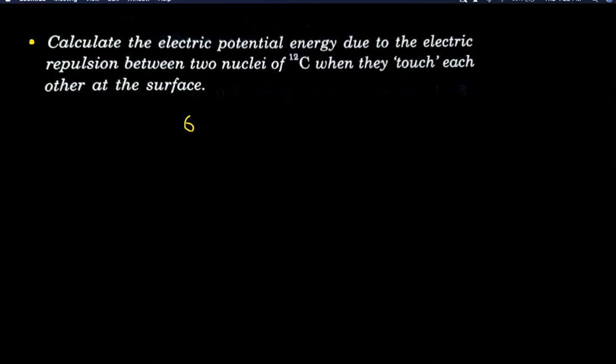We have to consider them as point charges situated at their centers. Then we can find the distance between them by using R equal to R naught A to the power 1 by 3. See, you have to find the potential energy between 6 protons and 6 protons, and the distance between them is the center to center distance between 2 nuclei, which is 2 times the radius of the carbon nucleus. And the radius of a carbon nucleus is R equal to R naught A to the power 1 by 3. Now do it.